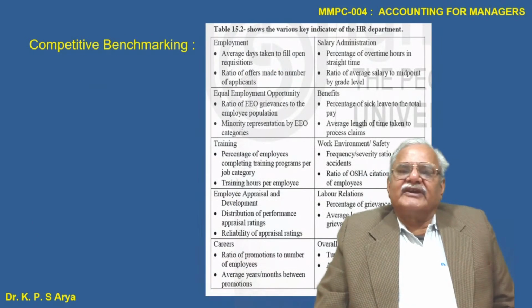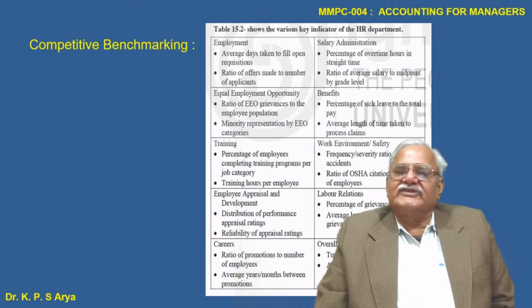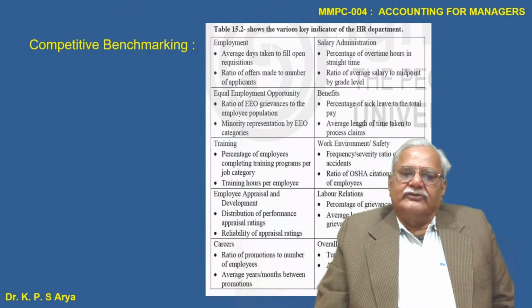Now, competitive benchmarking shows us the various indicators of the HR department. Employment: average days taken to fill open requirements, ratio of offers made to number of applicants. Salary administration: percentage of overtime hours in straight time, ratio of average salary to midpoint by grade level. Equal employment opportunity: ratio of EEO grievances to the employee population, minority representation by EEO categories. Benefits: percentage of sick leave of the total pay, average length of time taken to process claim. Training: percentage of employees completing training program for job category, training hours per employee.